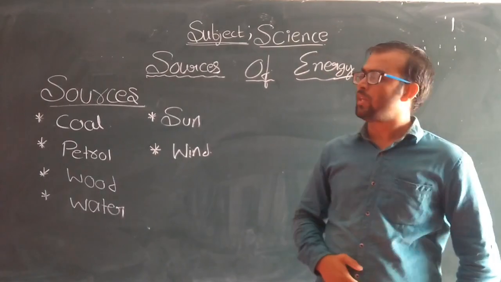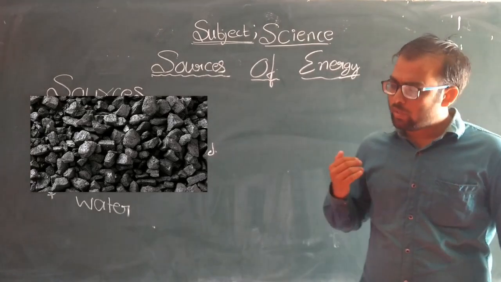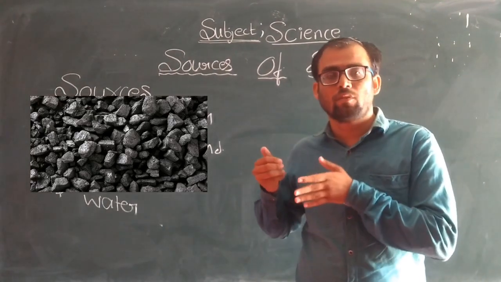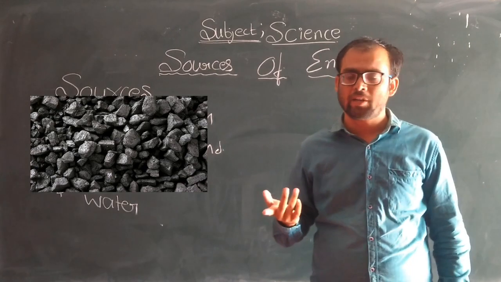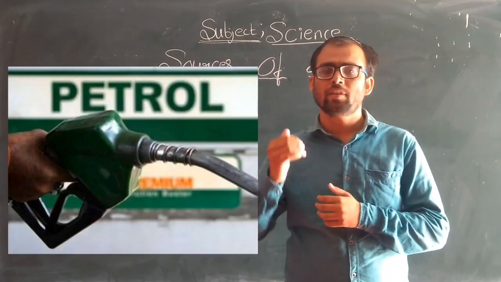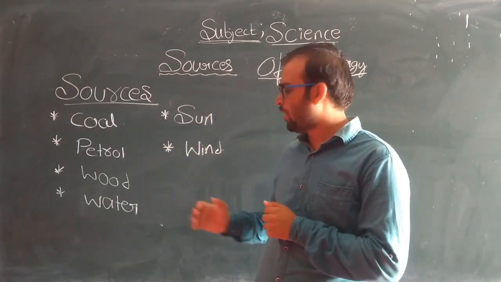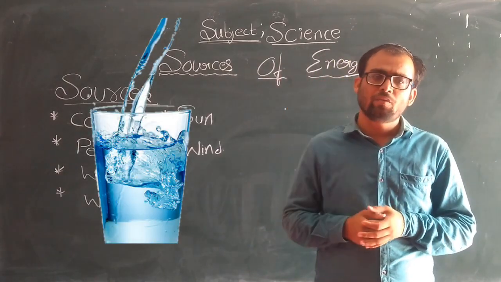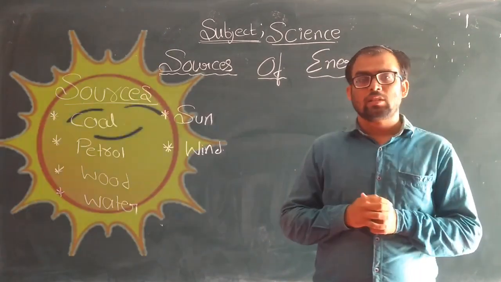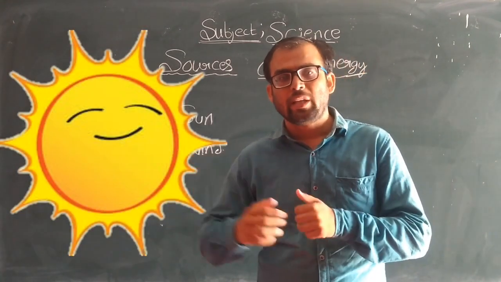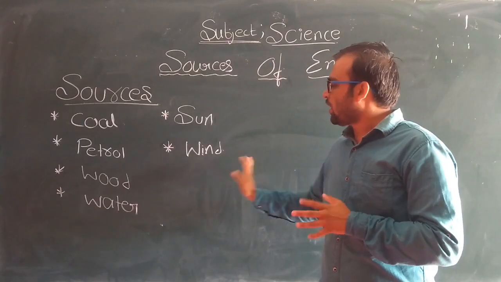Now we shall discuss some of the sources of energy. The first one is coal. You know that coal has been used for many years for heating purposes. It is used in industries and in power plants. Next, petrol is used for running vehicles. Wood is also used for cooking purposes. From the kinetic energy of water we can generate electricity, as you might have seen in power plants. The sun is also a source of energy; we receive energy in the form of heat and light from the sun. And wind is also a form of energy.